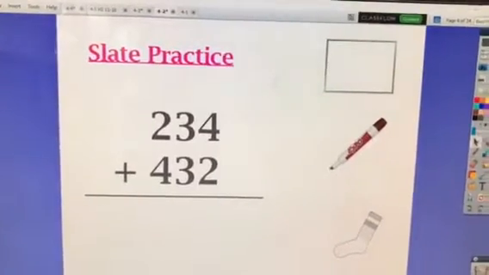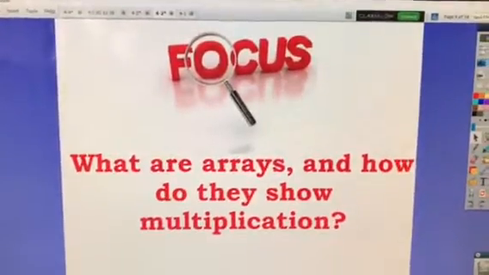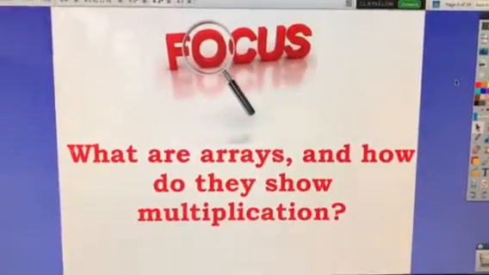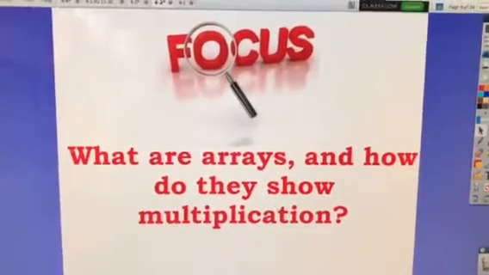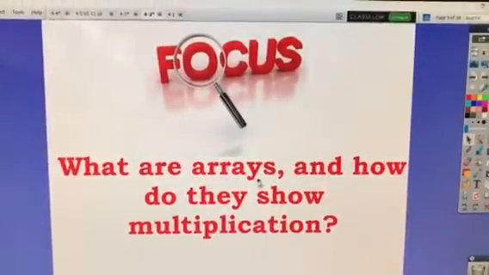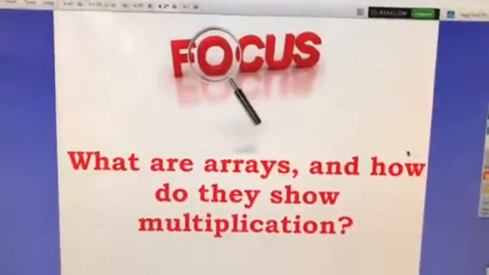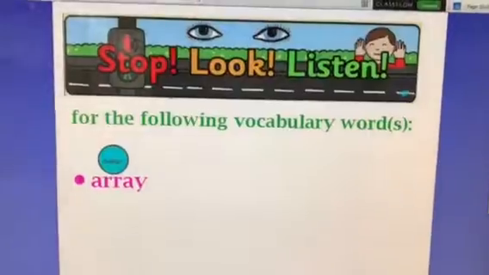Some of our slate practice problems, we went over some 3-digit addition. And here's our focus for today. What are arrays and how do they show multiplication? So array, that's all one word, and that's what our focus is going to be today.